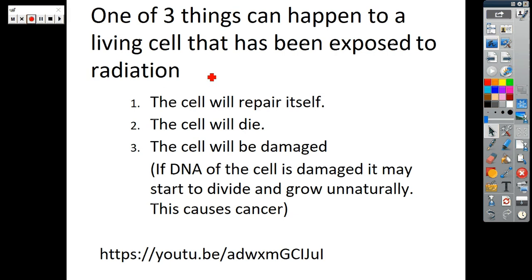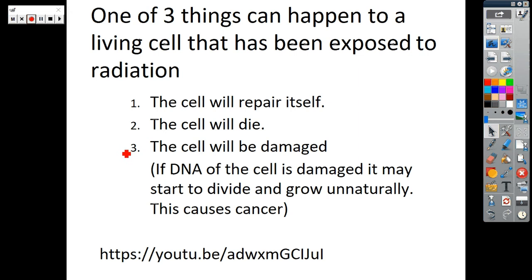So when radiation hits a living cell, one of three main things can happen. Either, best case scenario, the cell repairs itself, or maybe the radiation exposure is too much. The next scenario would be the cell just dies, which quite honestly is not the worst case scenario. The worst case scenario would be if the cell is damaged and begins to grow in an unnatural way.